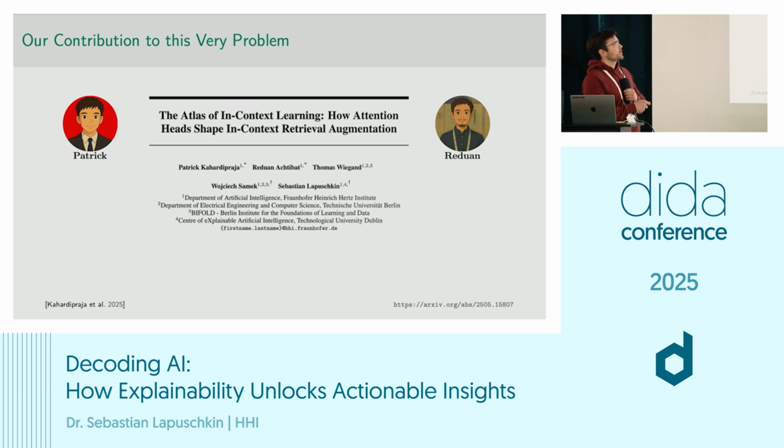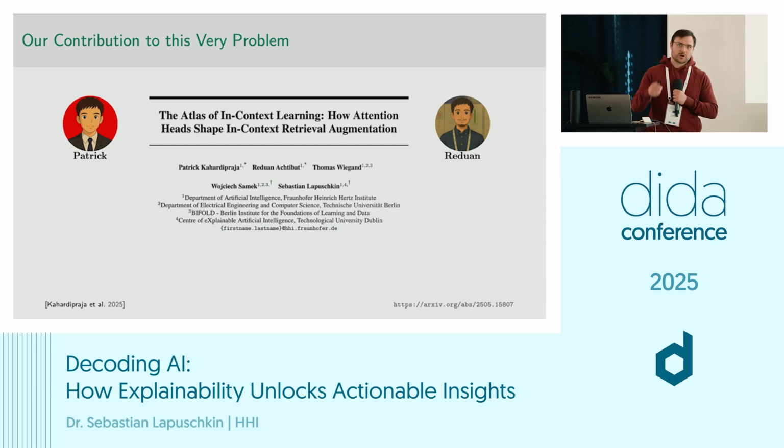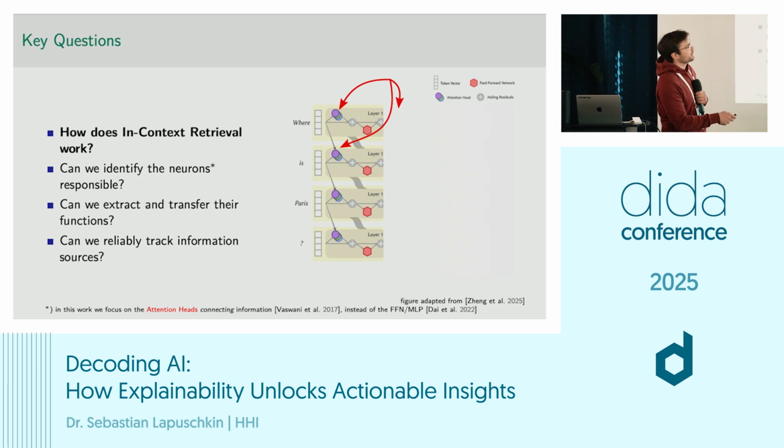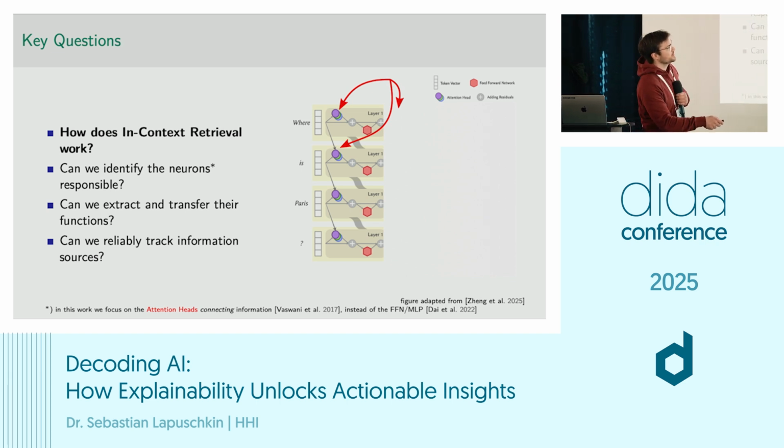But in this paper called The Atlas of In-Context Learning: How Attention Heads Shape In-Context Retrieval Augmentation, our guys Patrick and Redouan have done an amazing job in getting the technology to run and writing the paper, where we address the problem of understanding what's going on inside the model. Okay, this should be kind of transparent and you should see something, but the key information is there.